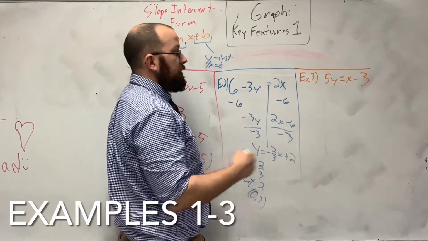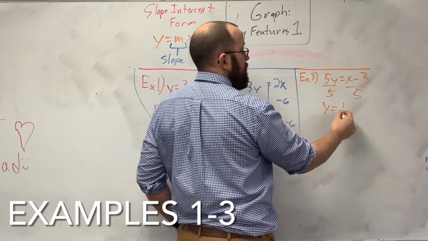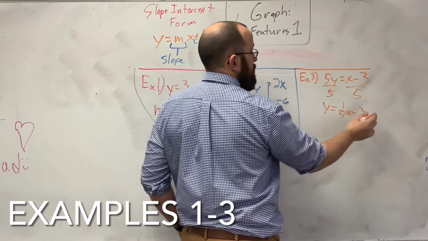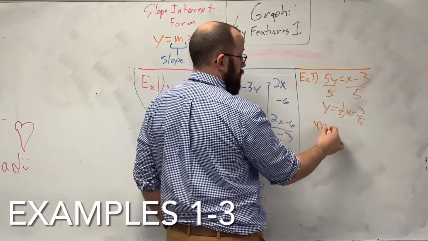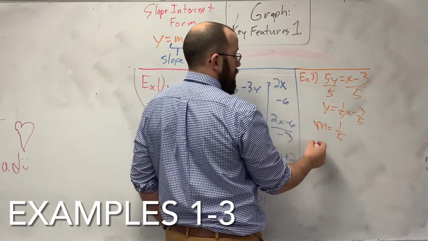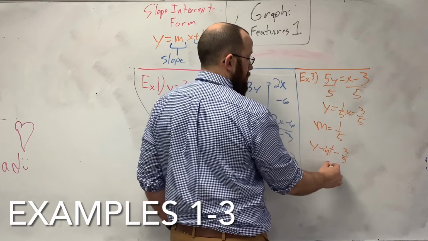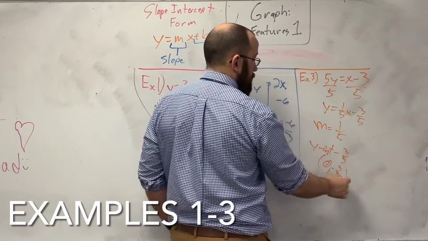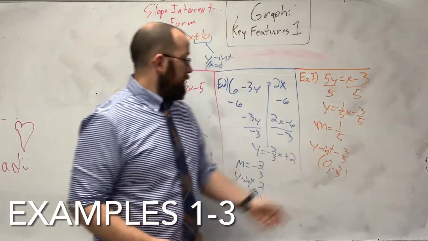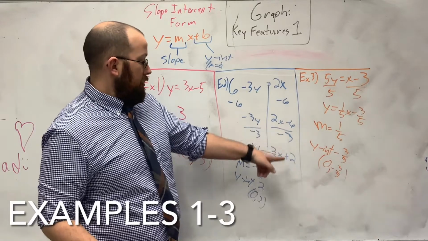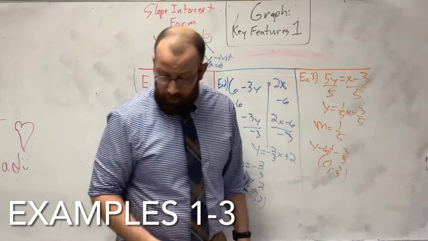All right, and my last one, I have to get the y all alone, so divide everything by 5. Y equals 1/5 x minus 3/5. I just took the x off the top. I don't like it up there. So my slope is 1/5, and my y-intercept is -3/5 or (0, -3/5). The sign in front of the b goes with it. The signs carry along with what you have.